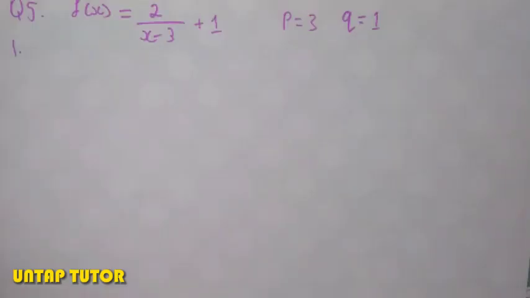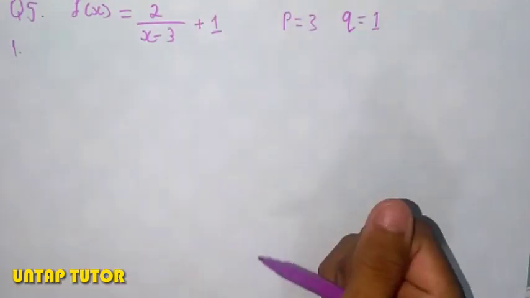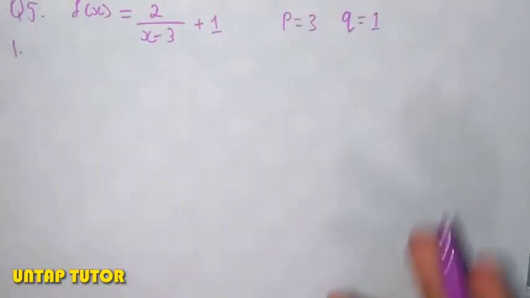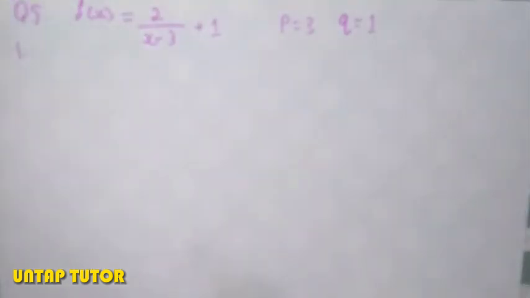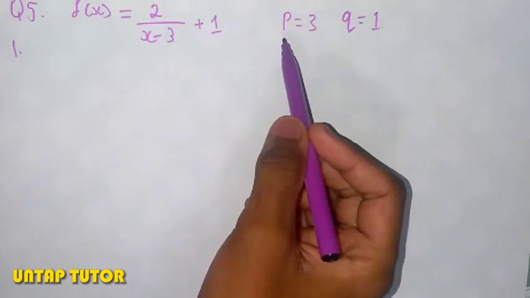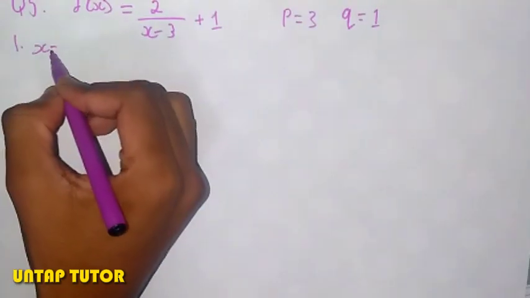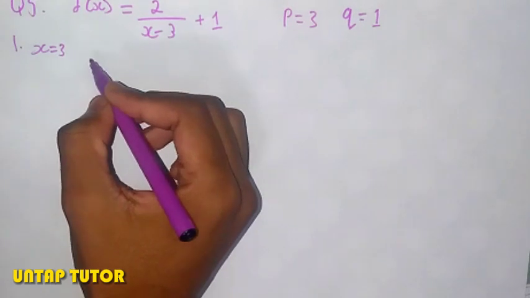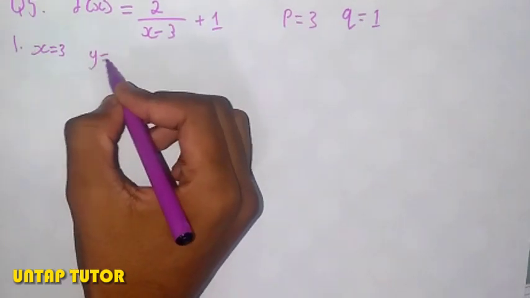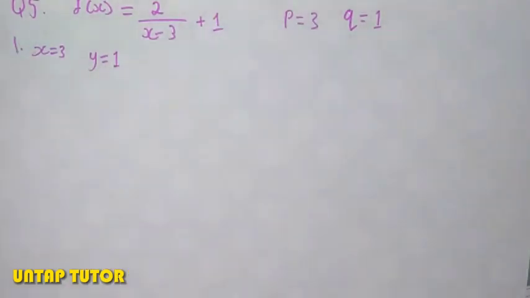So what I told you on the very first video where I explained this is that p is equal to 3 is in terms of x. Since it's the vertical asymptote, it's a straight vertical line. So it's in terms of x. So this one, p, is going to be x is equal to 3. And then which one is in terms of y? It's this q, 1, right? It's going to be y is equal to 1. So those are the equations of the asymptotes.